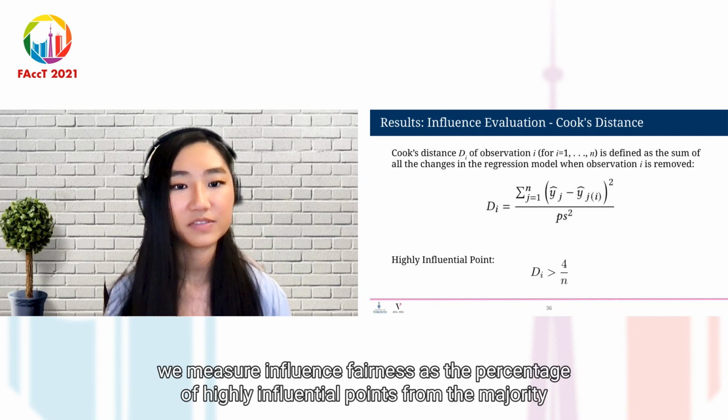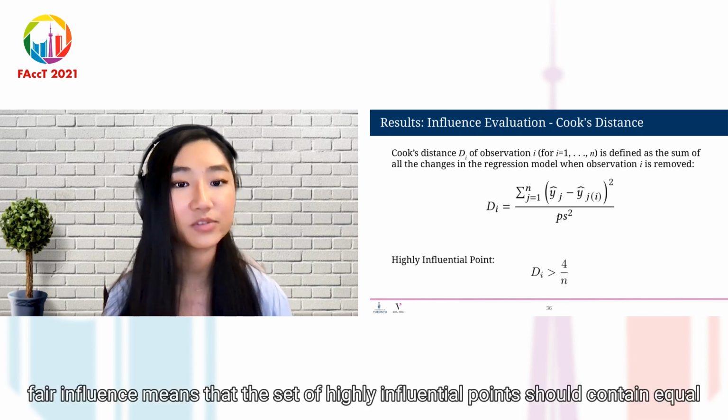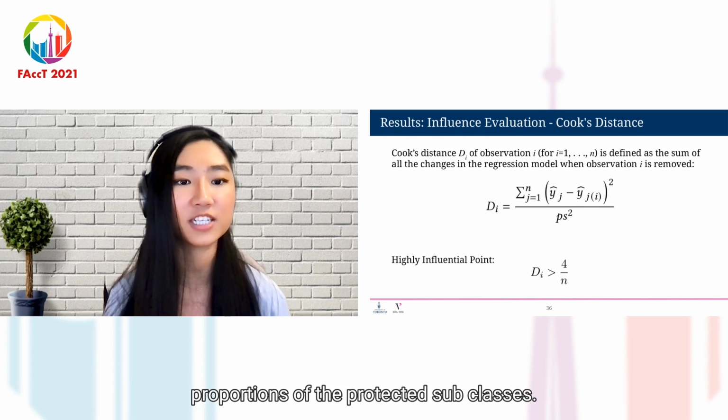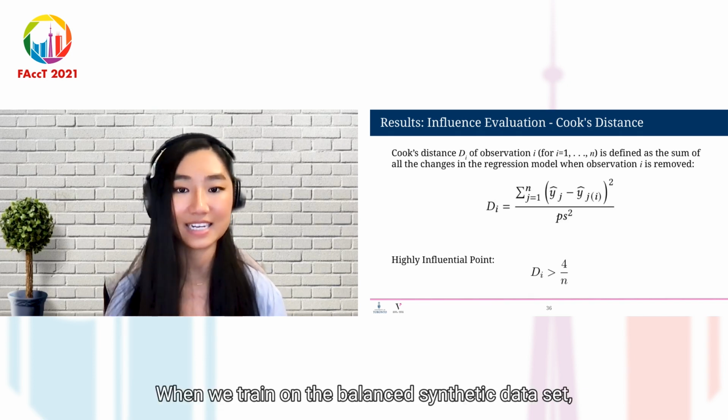We measure influence fairness as the percentage of highly influential points from the majority class. In other words, fair influence means that the set of highly influential points should contain equal proportions of the protected subclasses when we train on the balanced synthetic datasets.